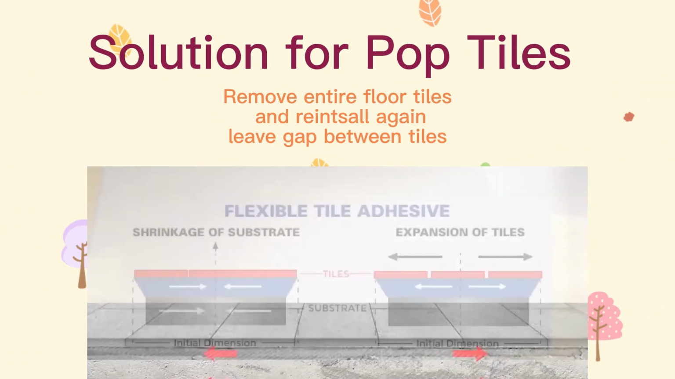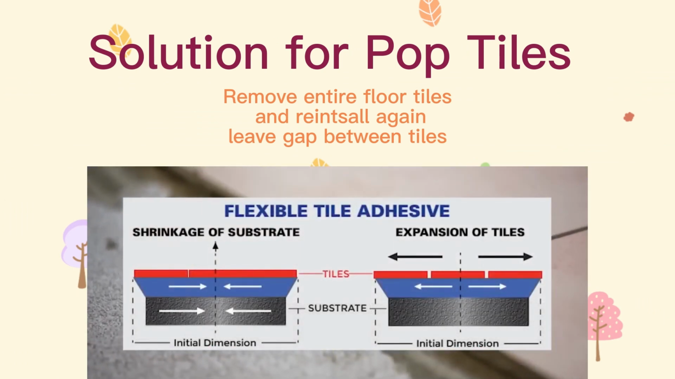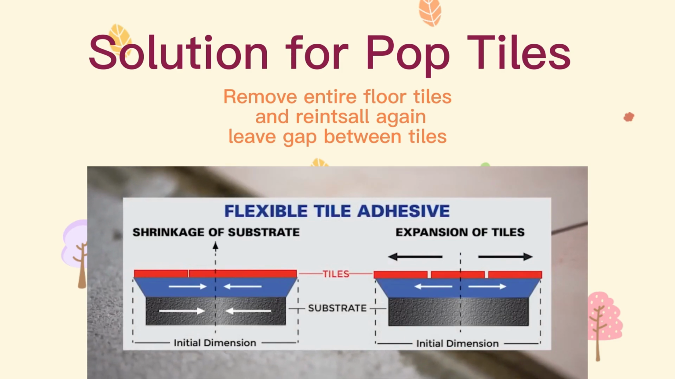The solution for popped tiles is to remove the entire floor tiles and reinstall them again. Make sure there is a gap between tiles to avoid any popped tiles happening due to the movement of the substrate.